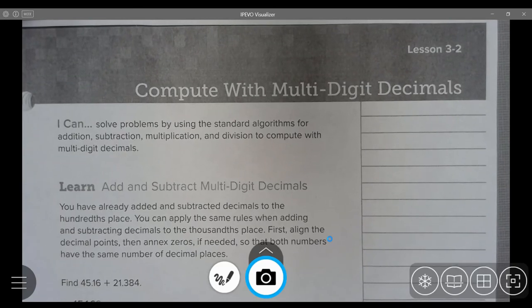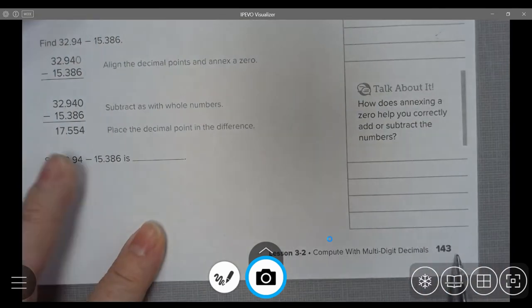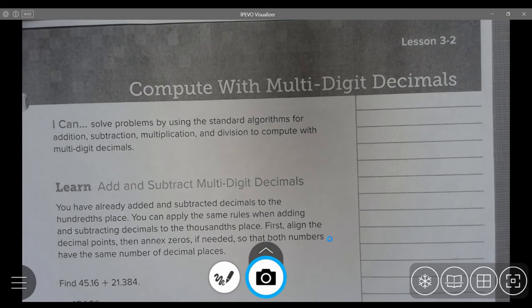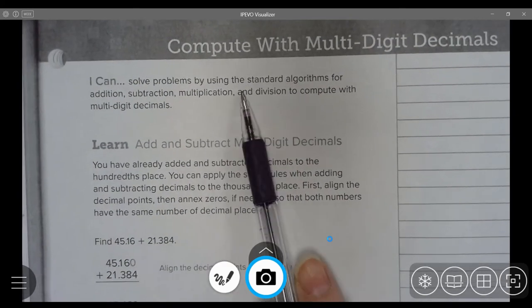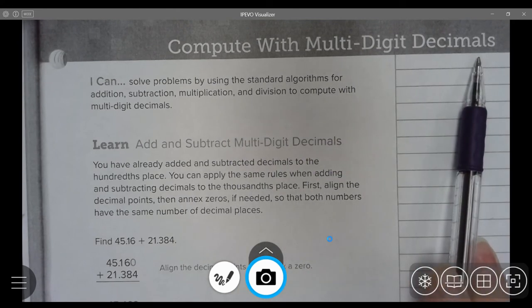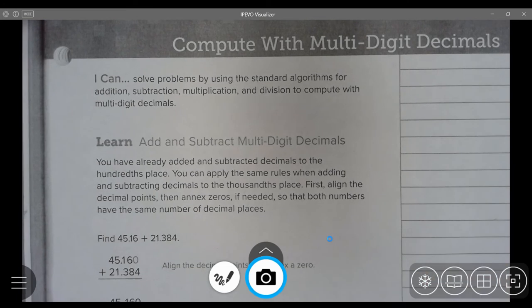Today we're going to be looking at lesson 3-2, and it begins on page 143. It'll be a little different at the beginning of this lesson just because you have had these skills, and it's just a real quick review before we hit some of the 6th grade skills. So we're dealing with computing multi-digit decimals, and we're going to look at add, subtract, multiply, and those are review, and then we'll look at dividing with decimals.